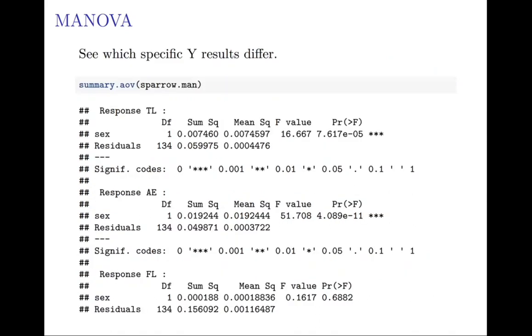With these MANOVAs, you can also see which specific Ys differ with sex using summary.aov and then looking at your model. And this, I believe, is separating out the response of all 3 of your variables, and we know that these sort of covary together, so it depends on if you want to talk about individual variables or if you want to talk about them as a whole. So this is sort of, again, one of those philosophy things, but I just wanted to show you that you can do this if you want, but it's sort of turning your data into more of a single univariate response.